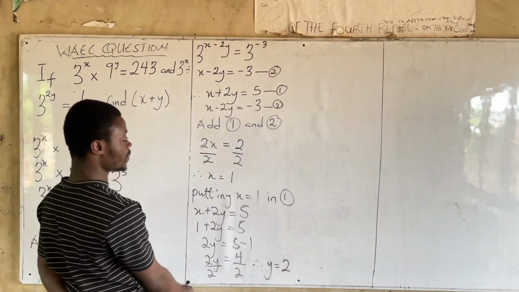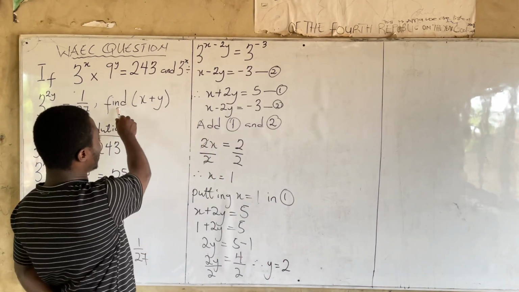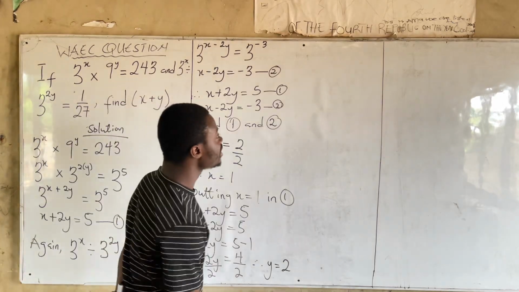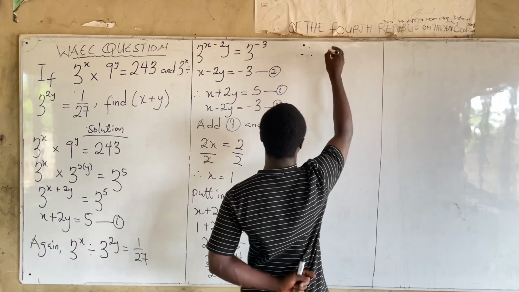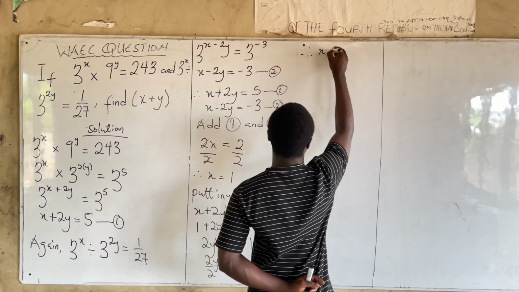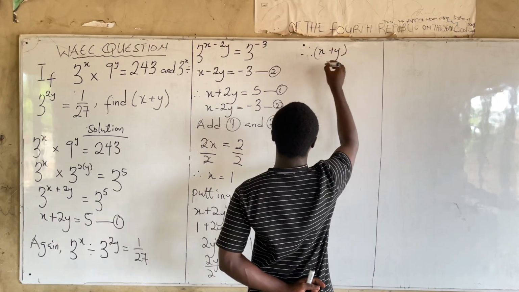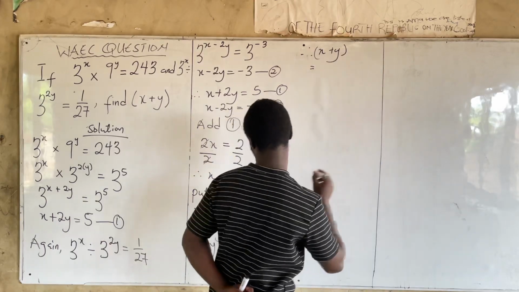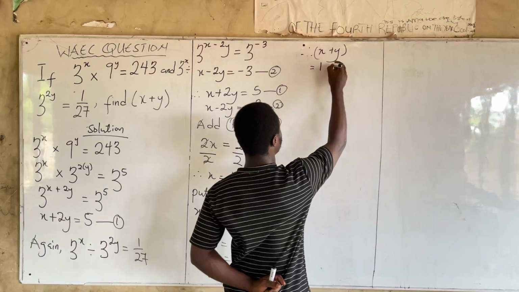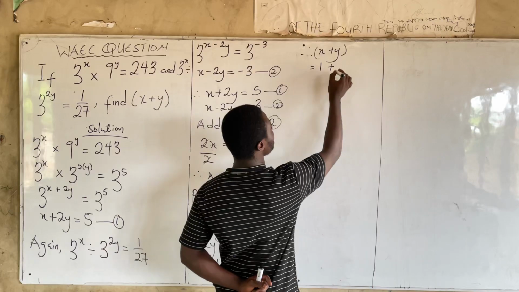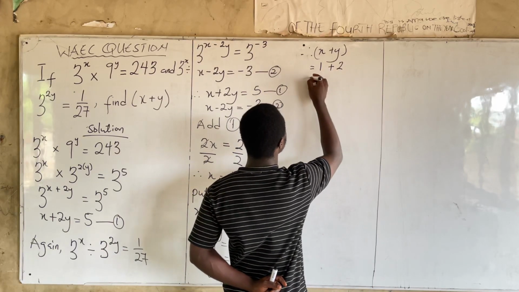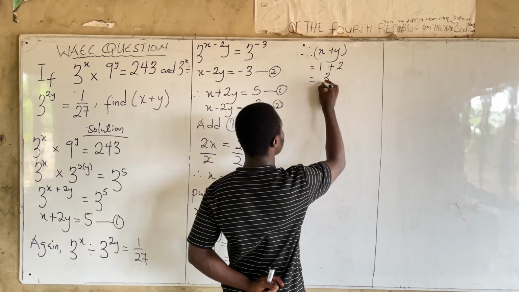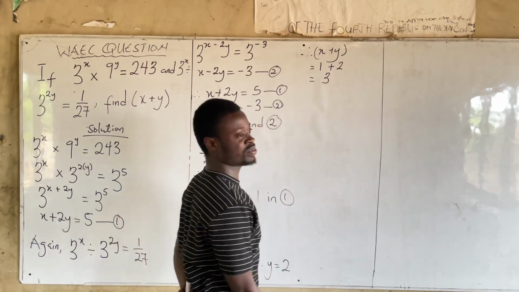Now the question said, find x plus y. Therefore, x plus y will be equal to, the value of x is 1, plus the value of y, which is 2. So 1 plus 2 is 3. Therefore, the value of x plus y is 3.